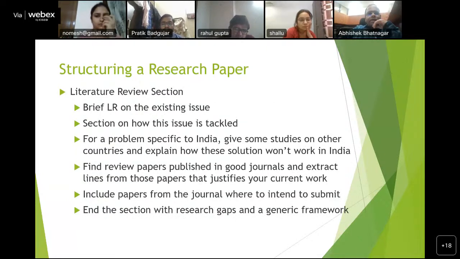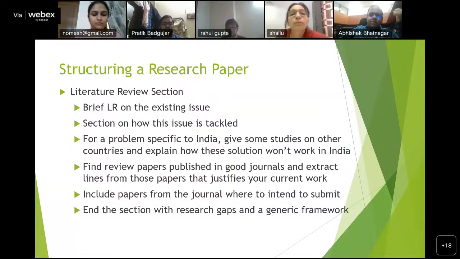Then in the literature review section, you just have to give a brief literature review on the existing issue. For example, if you are targeting some transportation problem, and I hope many of you have read Hemant's papers, right? If you are targeting something related to public transportation, you can state the issue and give a brief literature review on how it is being tackled in different countries and different locations, and how this problem specific to India is different. That will be the novelty part, so from the literature you need to bring out this part. You have to give studies from different countries that explain how this solution won't work in India. That is the novelty part that you can get in your applied papers. And then you have to find review papers published in good journals and extract some lines that justify your current work.